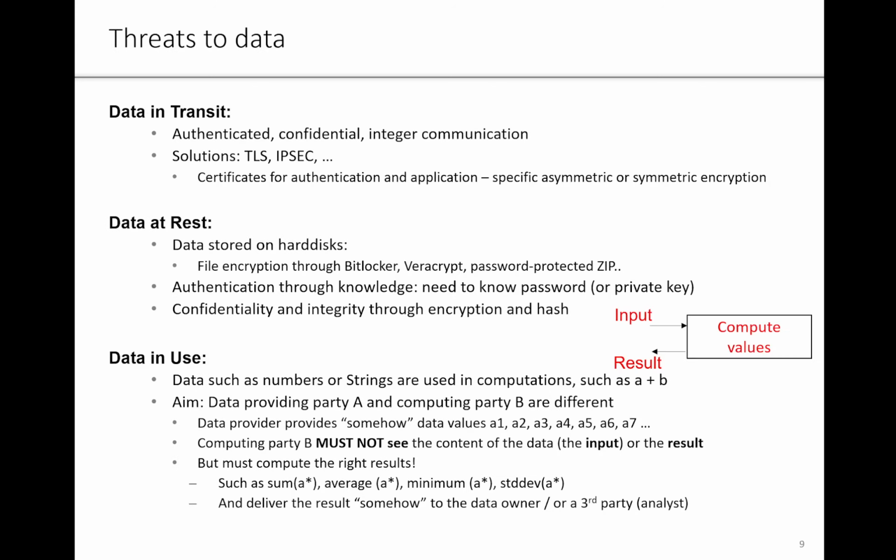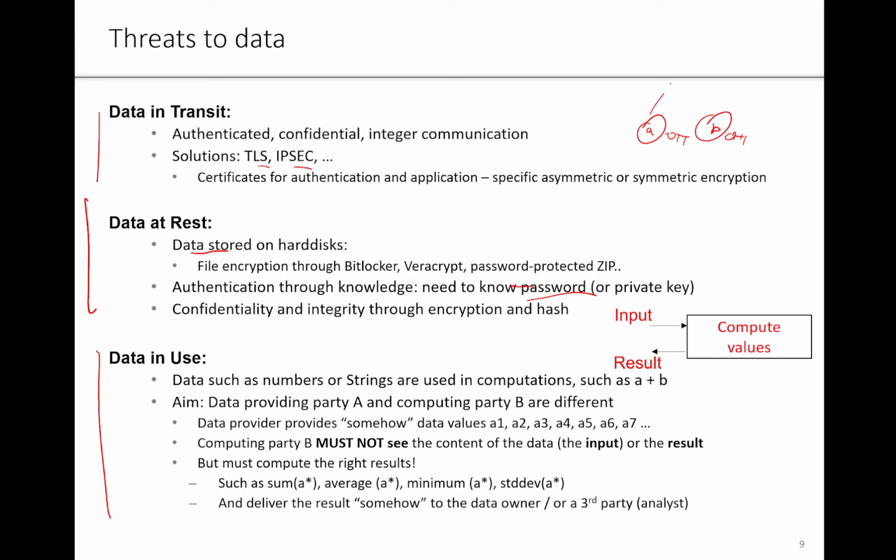So we have these three elements. Data in transit, that we covered: that's TLS, IPsec, and so on. We have data at rest, data stored on hard disks, authentication through knowledge, so you need to know the password, confidentiality through encryption and hash, that's fine. But now we have a problem. If you have numbers somewhere in your storage, say this is the number A, this is the number B, they are all encrypted, and you want to create the sum of both of them, how do you handle it?